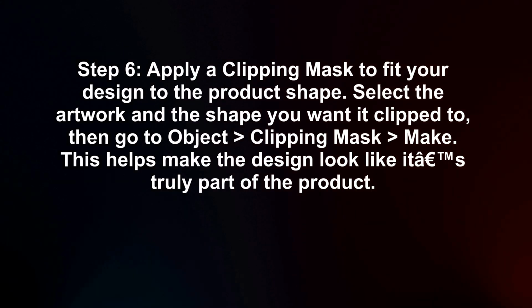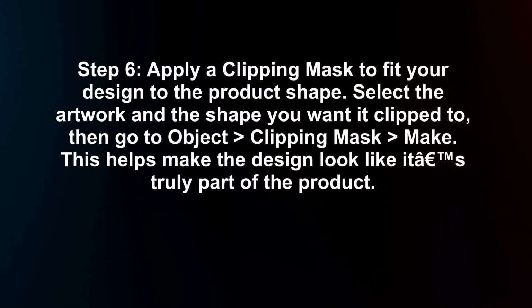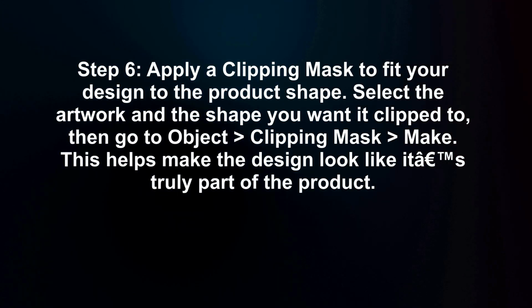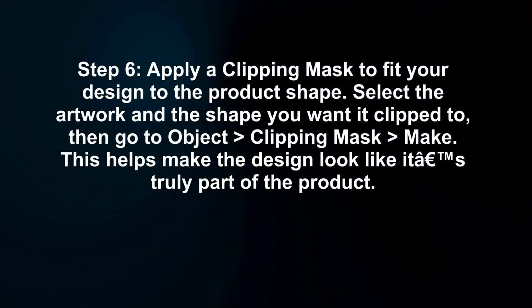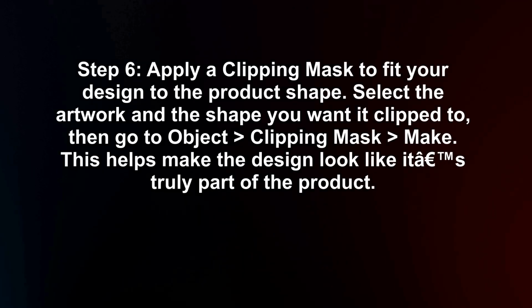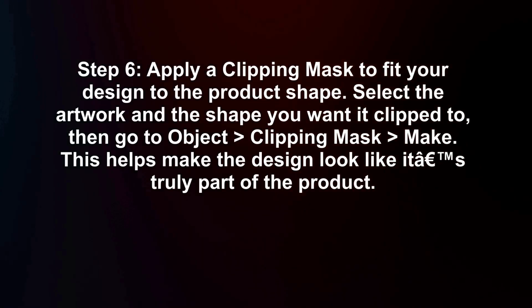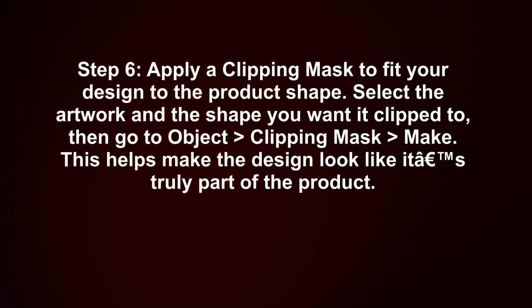Step 6. Apply a clipping mask to fit your design to the product shape. Select the artwork and the shape you want it clipped to, then go to Object > Clipping Mask > Make. This helps make the design look like it is truly part of the product.